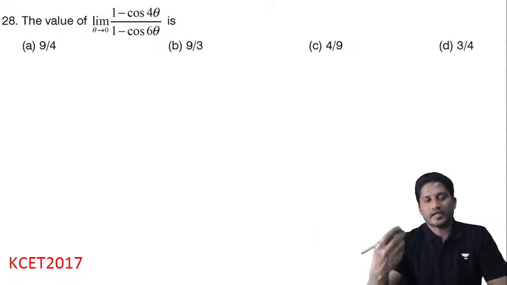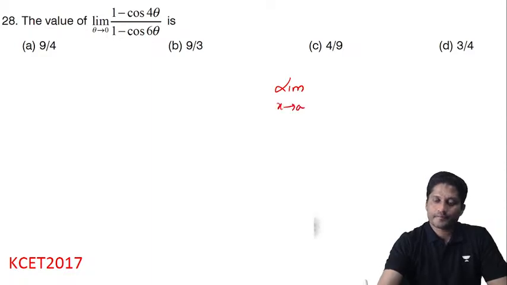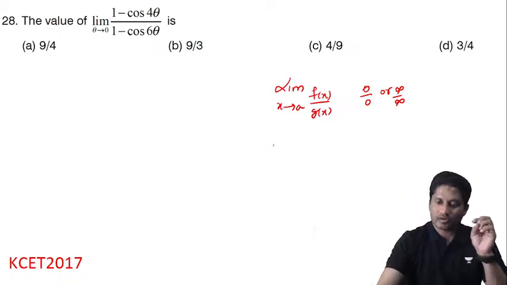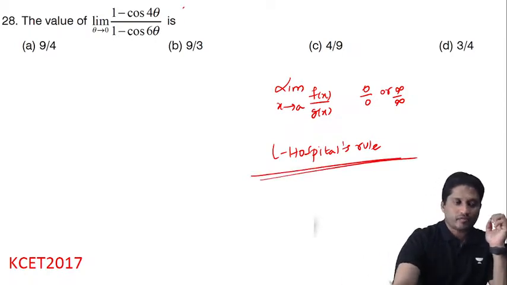Whenever we evaluate the limit x tending to a of f of x upon g of x, and this is of the form 0 by 0 or infinity by infinity, then you have to differentiate the numerator and denominator separately. That is called L'Hopital's rule. Don't read this as L'Hopital's rule with the H and S pronounced; the H and S are silent. This is L'Hopital's rule. So this is 0 by 0 form.